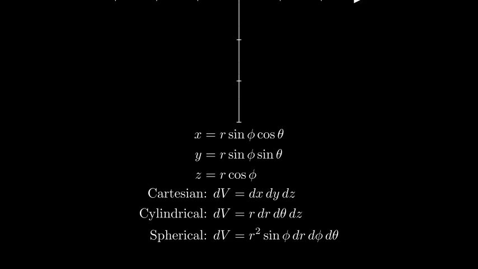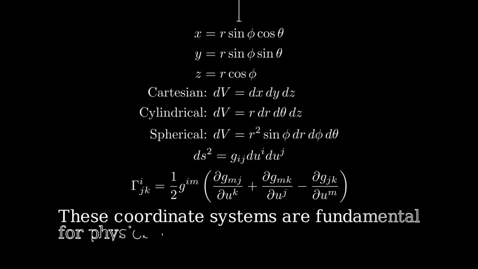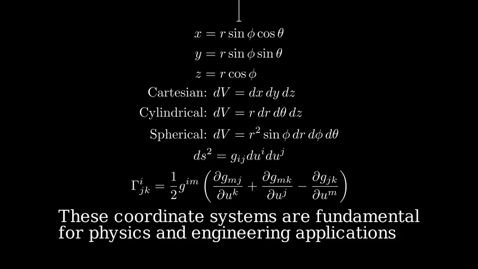Finally, for general curvilinear coordinates, we need to consider the metric tensor and Christoffel symbols. The metric tensor describes how distances are measured in our coordinate system, and the Christoffel symbols tell us how vectors change as we move along curved coordinate lines. Understanding these coordinate systems and their transformations is crucial for solving problems in physics and engineering, especially in fields like electromagnetism and general relativity.